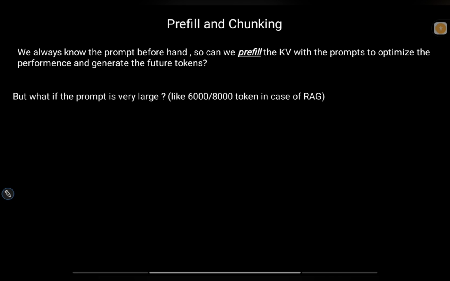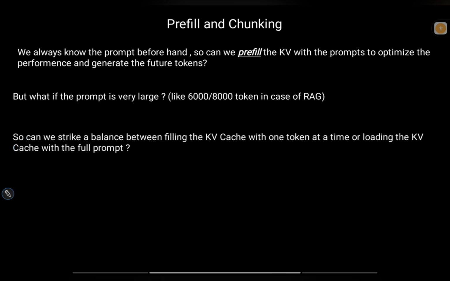So your cache may crash, right? To tackle that, what we can do is generate the tokens one by one, but again that will not give you optimal performance. You will not utilize the GPU that is already available. So can we strike a balance between filling the cache one token at a time or loading the KV cache with the full prompt?